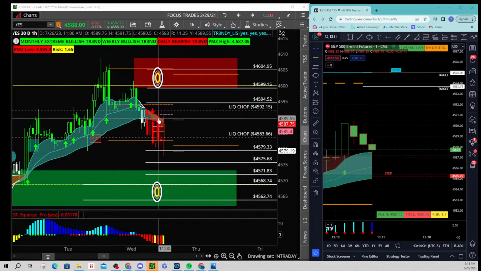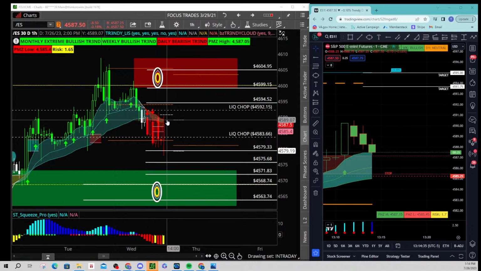See how we pulled back right here. Dave, that would probably be your signature move to have shorted there right at that cloud.